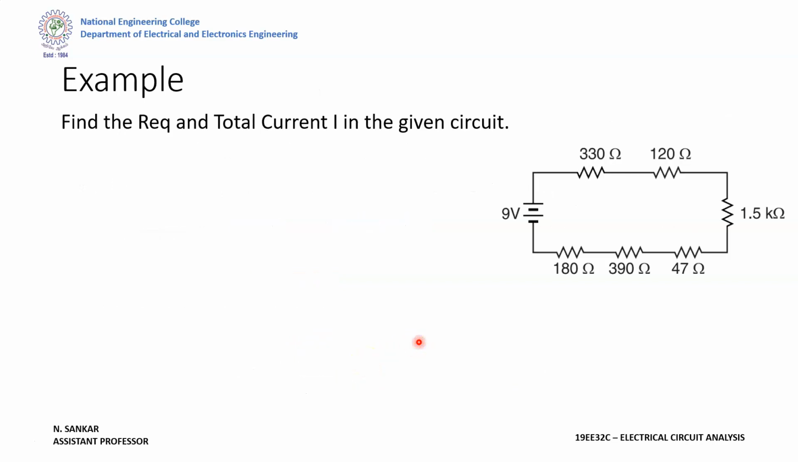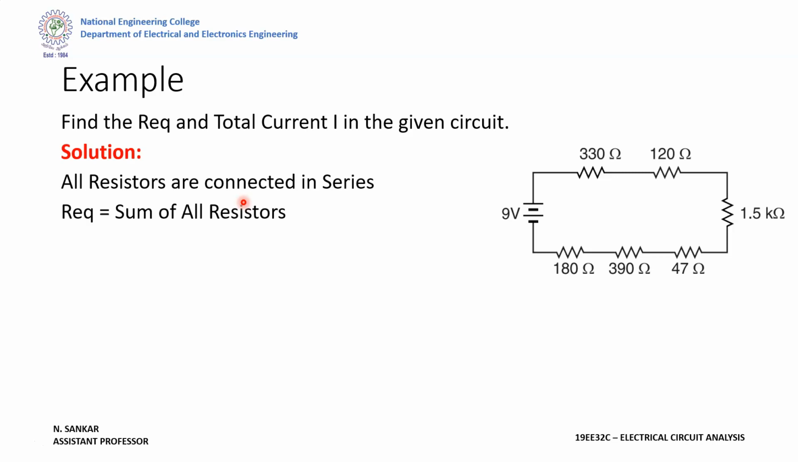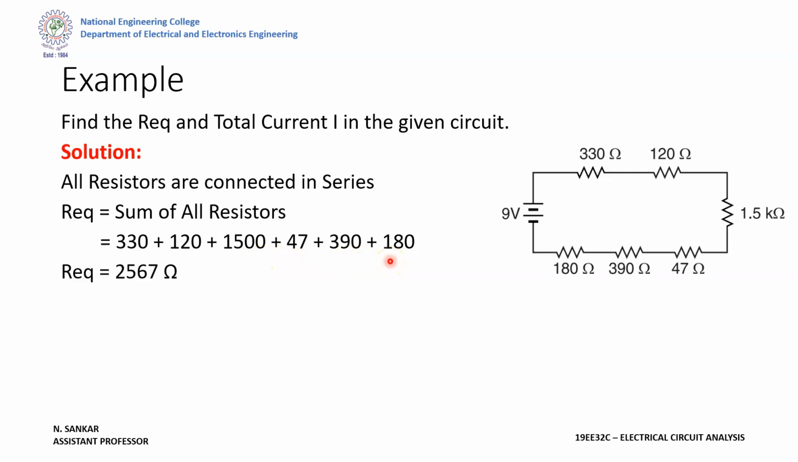Okay. So just an example, find the R equivalent and total current I in the given circuit. Here we have a voltage source of 9 volt and 6 resistors connected in series. They have asked for R equivalent. Just now we learned, for n number of resistors connected in series, R equivalent is the sum of all the resistor values, that is 330 plus 120 plus 1500 plus 47 plus 390 plus 180, which will be equal to 2567 ohm. So this is the value of R equivalent. I am just adding all the resistor values.